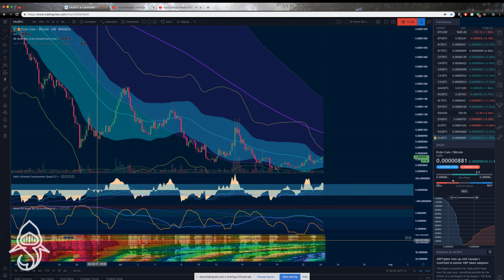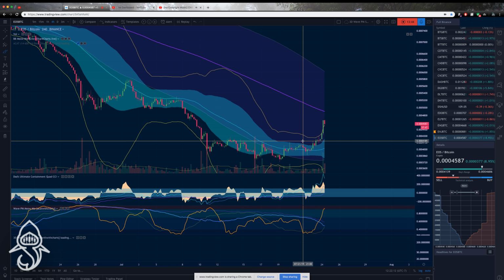Okay, this mean reversion condition's already evaporated, so we actually don't have implied upside anymore, but there is high potential energy, but no implied direction. So let's move on. EOS.